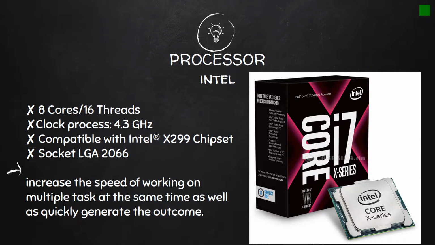So first of all, I would like to introduce the processor. As you know, the processor is known as the key element of the whole system of a computer. Here I will choose the Core i7 from Intel. Why? Because it is a great combination of 8 cores and 16 threads, with a high clock speed of 4.3 GHz. It will help increase the speed of working on multiple tasks at the same time.